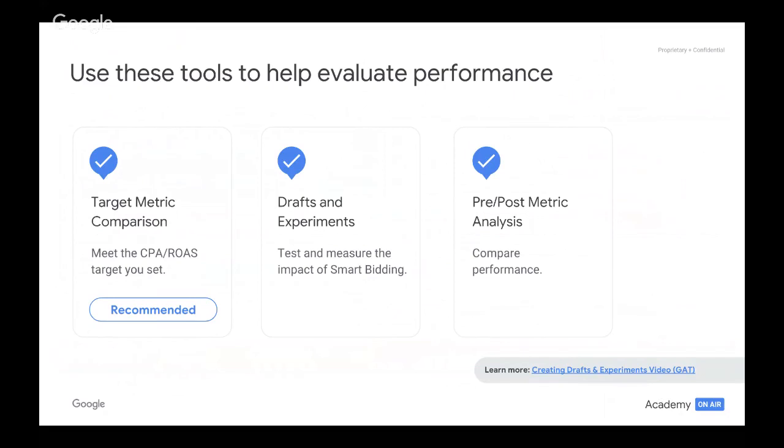So drafts and experiments will allow us to select a number of campaigns. We can split the traffic for that campaign, usually 50-50 is what we'd recommend. And we continue to run one half on manual bidding, and then we implement smart bidding on the other half, and we let that run. So we're doing as close to a head-to-head test on the same campaign at the same time as we can. That's been really useful in finally proving out the value of smart bidding solutions.